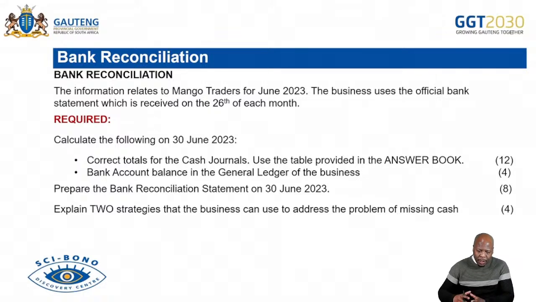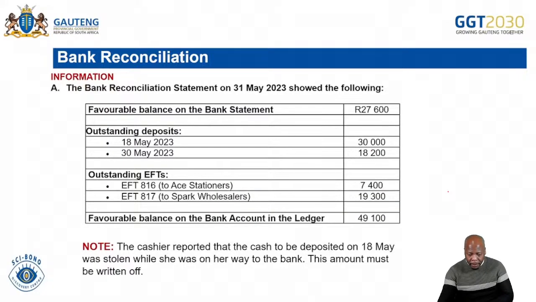Okay, so we are required here to calculate the correct totals, that is the updating of the journals, that is the CRJ and CPJ, and there is an answer book that has been provided. We are also asked to calculate the correct bank account balance in the general ledger of the business. And then we are to prepare the bank reconciliation statement. And I like this one because now we also have a theory question where they want us to explain two strategies that a business can use to address the problem of missing cash.